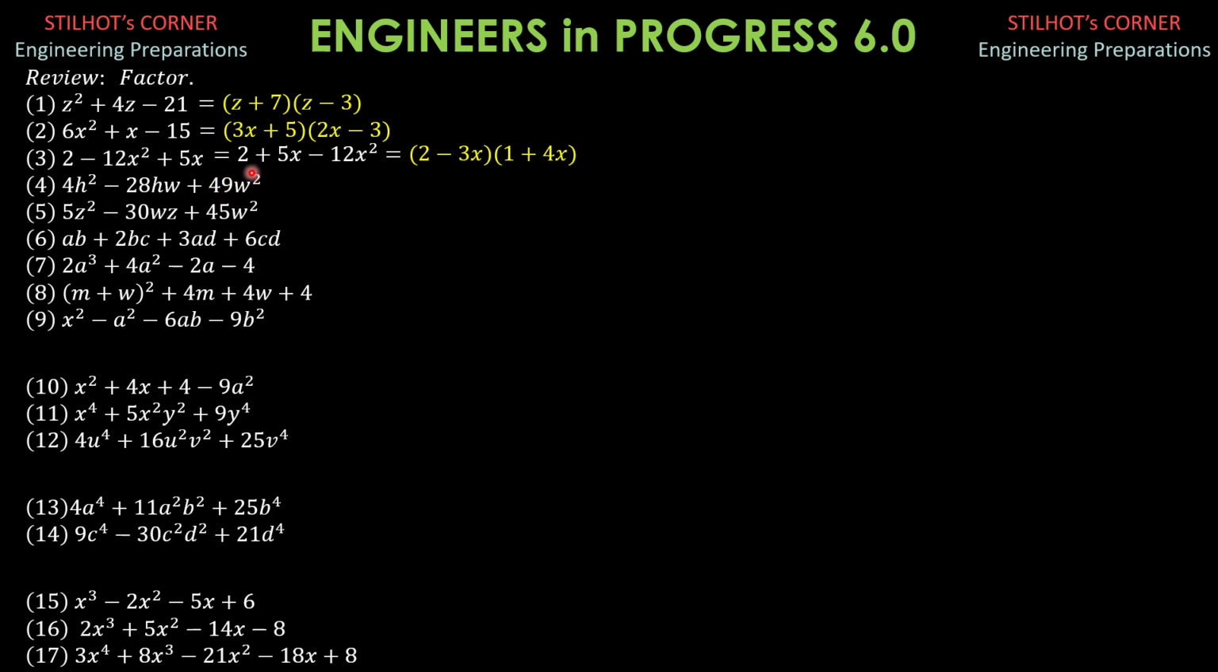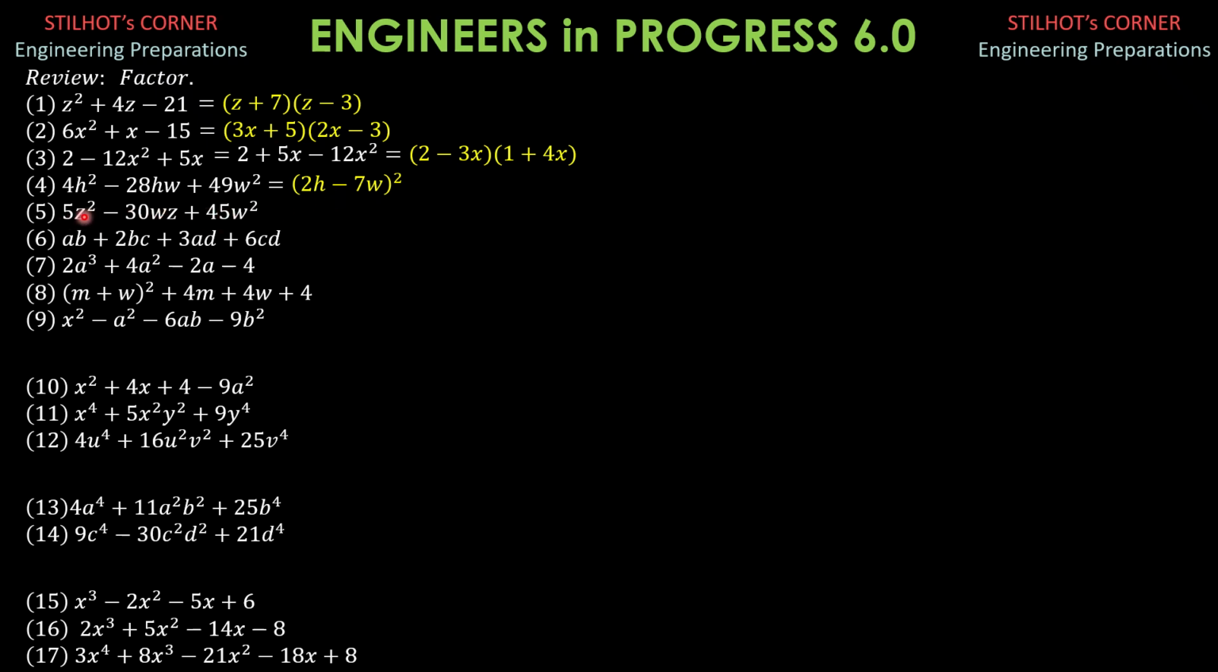The next one, the first term is a perfect square. The last term is also a perfect square. The square roots are 2h and 7w. 2h times 7w is 14hw, times 2, so 28hw. Therefore, this is a perfect square trinomial. Since this is negative, the factor should be 2h minus 7w quantity squared. So that's it: square of the first, then twice the product, 2 times 2h times negative 7w is negative 28hw. Square of negative 7w is 49w squared. So that's the factored form.